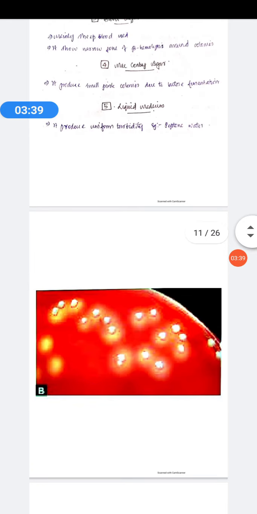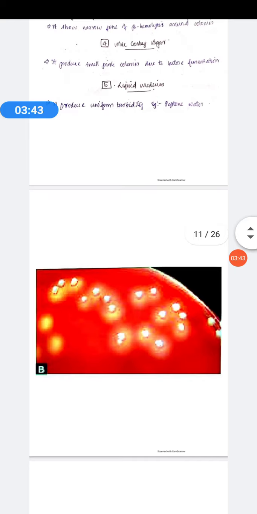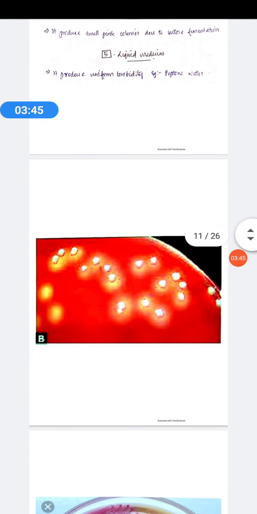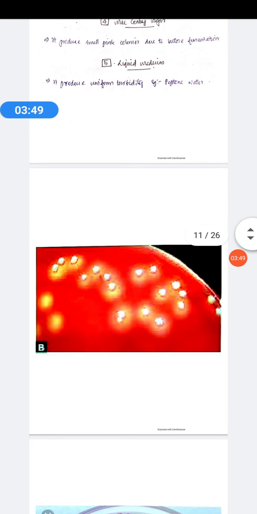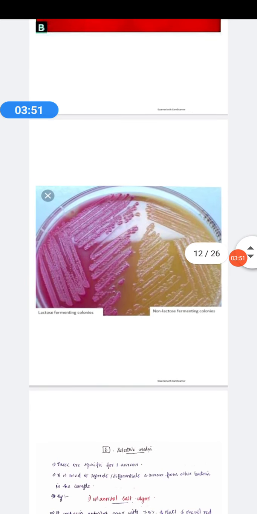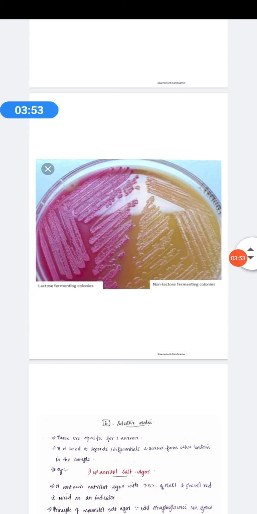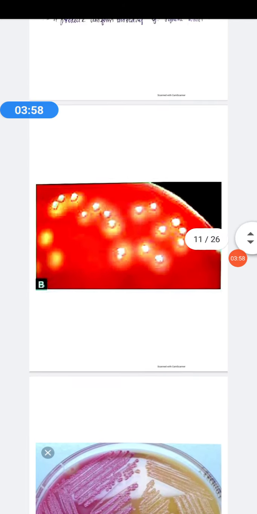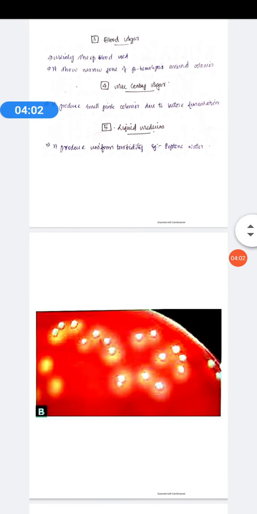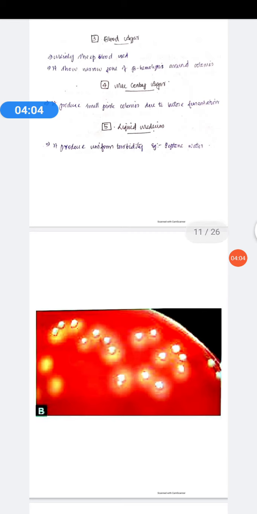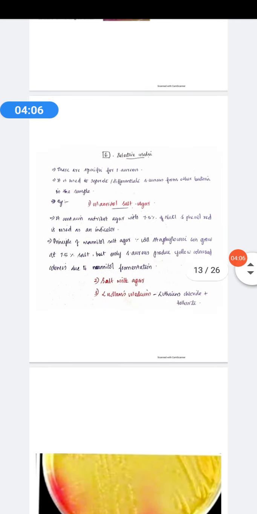Then come to the MacConkey agar. It produces small pink colonies due to lactose fermentation. So our Staph aureus undergoes lactose fermentation and produces pink color. That is shown here. Only the lactose fermenting bacteria produce pink color, others produce yellow color. Then come to the fifth one, that is liquid medium. In liquid medium, Staph aureus produces uniform turbidity.